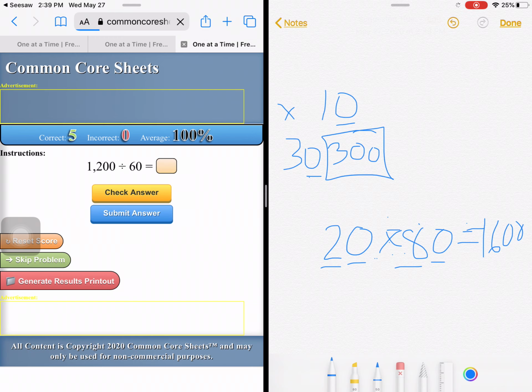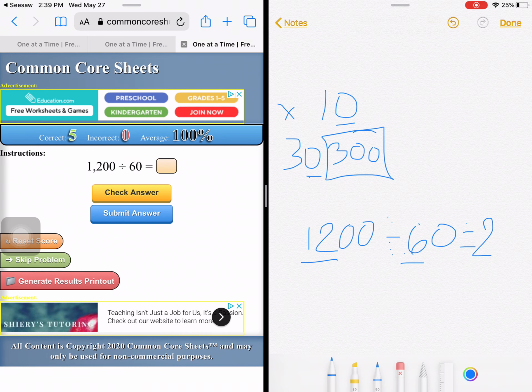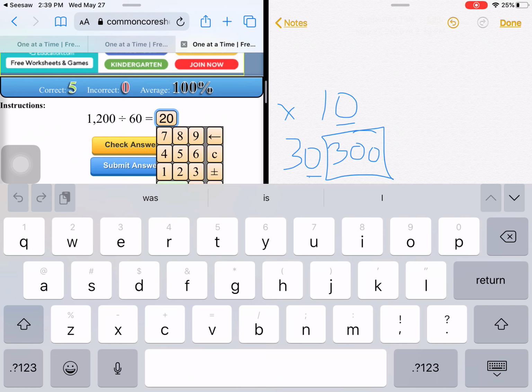So we're just recognizing the patterns really. In today's work is a lot of patterns. So this is 1,200 divided by 60. I would go 12 divided by 6 is 2. It has 2 zeros here and 1 zero there, but we're dividing, so we're going smaller. We're going to take the 0 from each side, and that would be 20.